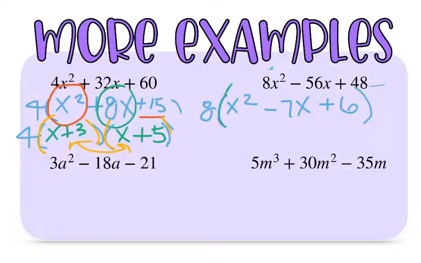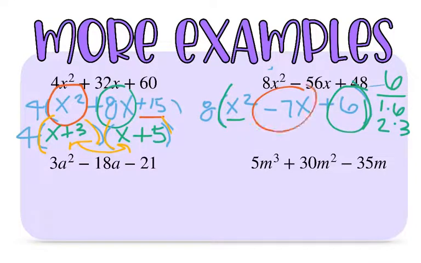And now right here in the green parentheses is just a regular trinomial where the leading coefficient is 1. So I can factor like normal. Write your factors of 6. That would be 1 times 6 and 2 times 3. And you're going to choose the ones that will allow you to add to get to negative 7.